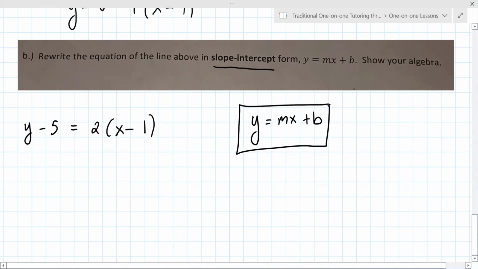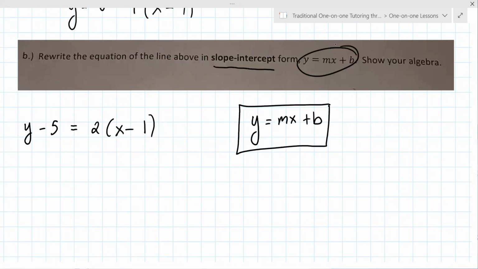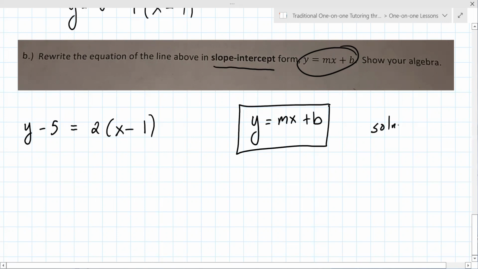I wouldn't give it to you as an instructor, because you've got to know the differentiation between the forms. A better descriptive name for slope-intercept form is solve for y. So when you look at this equation on the left, is y by itself?